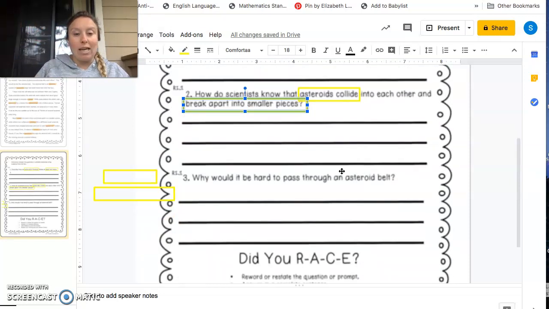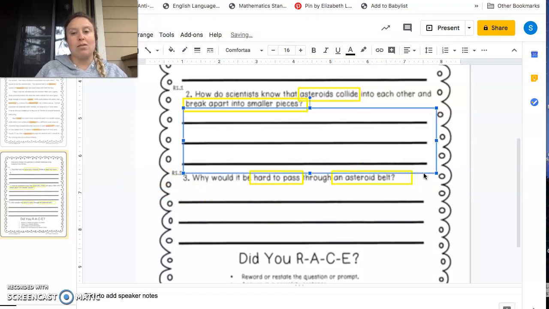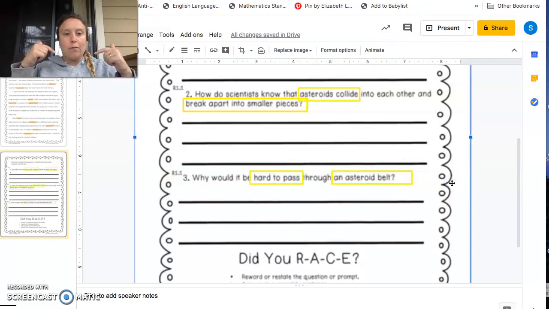All right, number 3, why would it be hard to pass through an asteroid belt? So the first phrase is hard to pass. That's interesting. Why is it hard to pass through an asteroid belt? So I'm looking for something that's trying to go through the asteroid belt. I might be looking for the word pass, the word through, something that shows me moving in that direction.